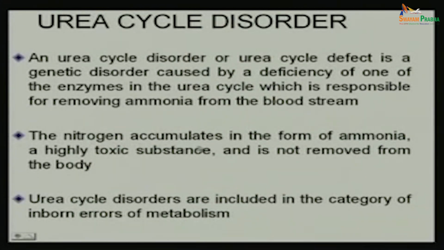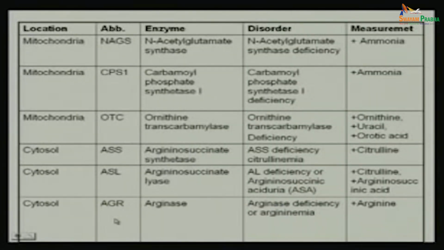The nitrogen accumulates in the form of ammonia, a highly toxic substance, and is not removed from the body. Urea cycle disorders are included in the category of inborn errors of metabolism. Now, how to know? This disorder can be recognized in many ways.